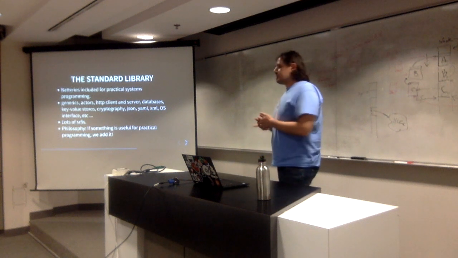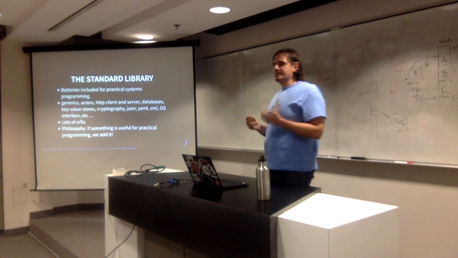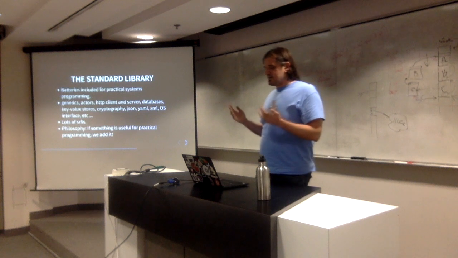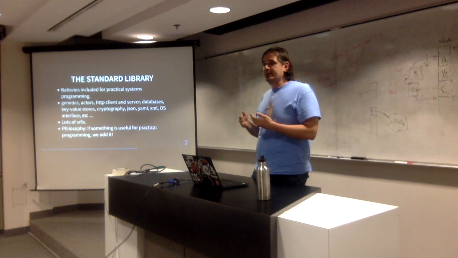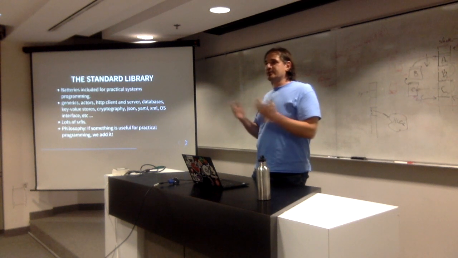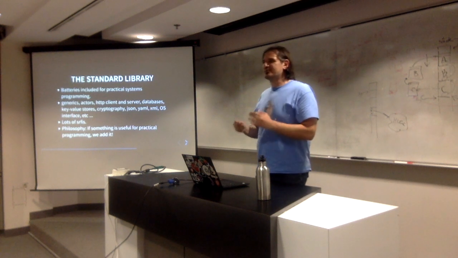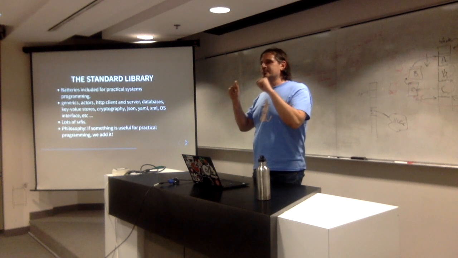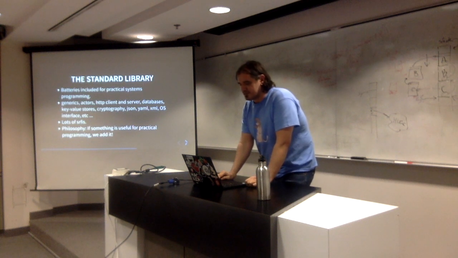So, a little bit about what comes with the standard library. There are generics, reactors, HTTP client and server, databases, key value stores, cryptography, things like JSON, YAML, and XML, OS interface through raw devices. There's a lot of stuff in the standard library, but the philosophy is if something is useful for practical programming, we add it. If you find something that's useful in your programs, yes, you can make a package and have your own libraries. But if you think it's generally useful, just open a PR. We'll add it. We're very open to that. We're not trying to keep some pure aesthetic value. We want to have something that is maximally practical and useful to people for real-world programs.